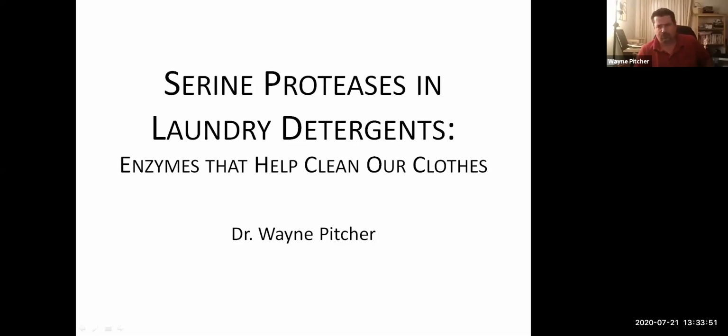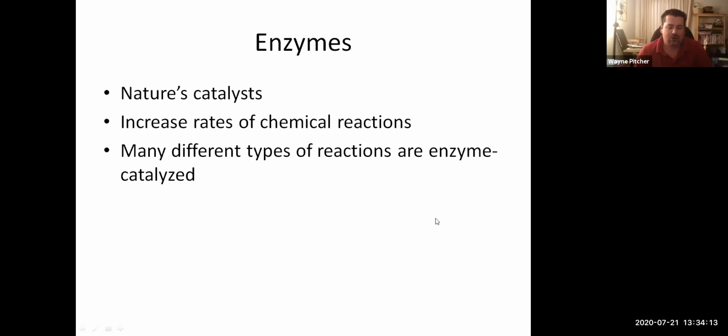In my sample presentation, I'll be talking about serine proteases in laundry detergents. These are a type of enzyme that helps clean our clothes. As far as what enzymes are, they're really nature's catalysts. They'll increase the rate of chemical reactions, and a lot of different types of reactions are catalyzed by enzymes.